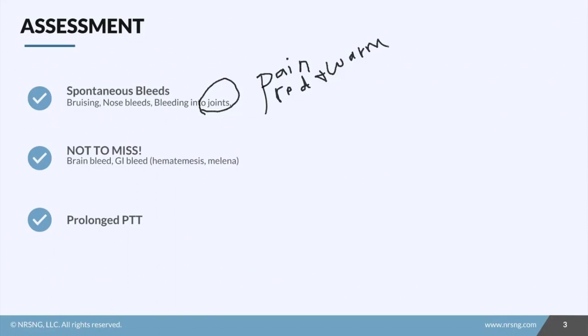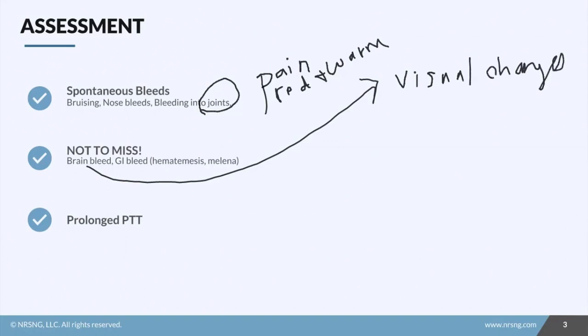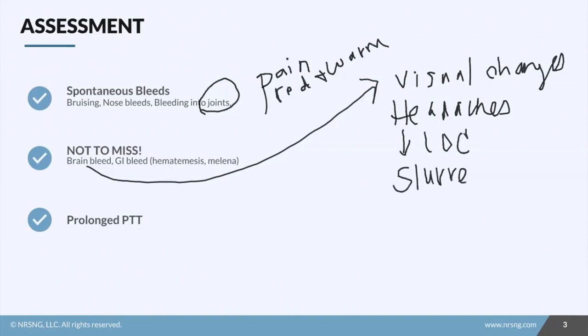Other places that bleeding can occur are in the brain and the GI system. Obviously, they're not going to be as obvious as something like a nosebleed, but they're extremely life-threatening. So it's important not to miss symptoms that would go along with bleeds in these areas. Let's quickly think about what we would expect to see if there was a bleed happening in the brain. Symptoms you would be looking for here would be visual changes, headaches, a decreased level of consciousness, and slurred speech.